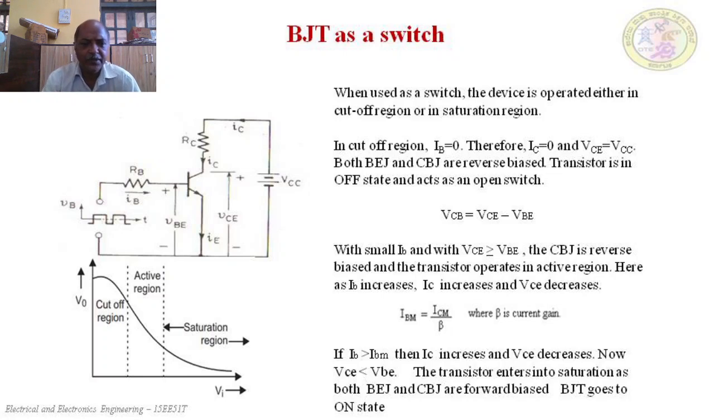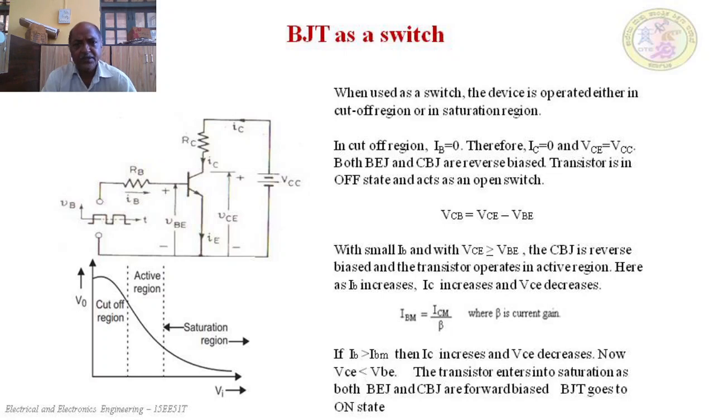The variation of the output voltage, that is the collector emitter voltage, with respect to the input voltage or input current is as shown in the graph. Up to a certain input voltage or base current, the collector emitter voltage decrease will be very small, and that is the cutoff region. When the base current increases above a certain value, as the base current increases, the collector emitter voltage will decrease almost linearly, and that is the active region. And when the base current increases above a certain maximum value, the collector emitter voltage comes to the minimum value, and that is the saturation region.